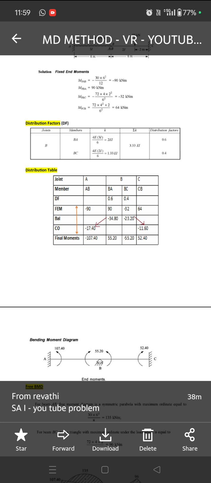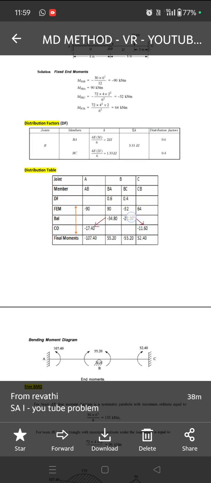So here in the span AB, UDL is acting. So M of AB, the formula is minus WL square by 12. The answer is minus 90 kilonewton meter. On the right end, M of BA, it is plus 90 kilonewton meter. Next, in the span BC, a point load is eccentrically acting. Therefore, the formula here, on the left end, is W a b square by L square. The answer is minus 32 kilonewton meter. And on the right end, M of CB, W a square b by L square. The answer is 64 kilonewton meter.